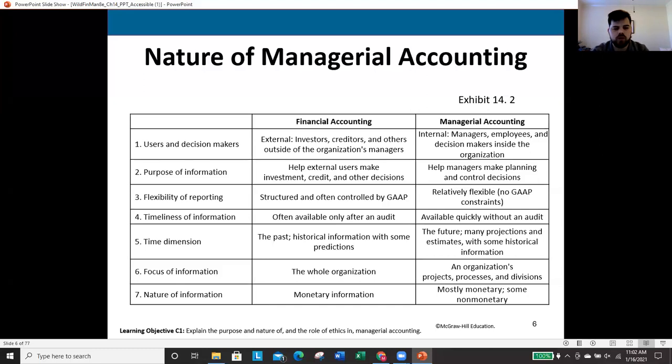But you'll notice points 2 and 3 are completely different under managerial accounting. Here, we're not dealing with those external to the organization. We're dealing with those inside the organization. And because of that, we're not publishing this information externally, so it doesn't have to go under what is called a year-end audit that we talked about in 2301. It is instead just used day-to-day for us to make good decisions internally.